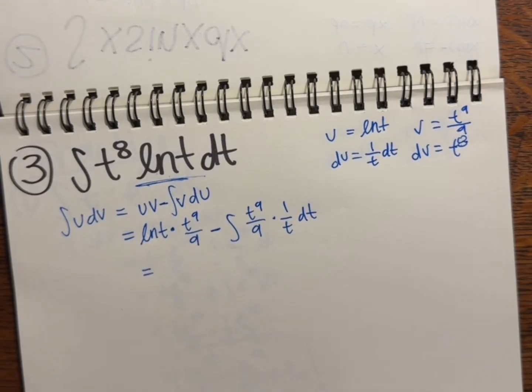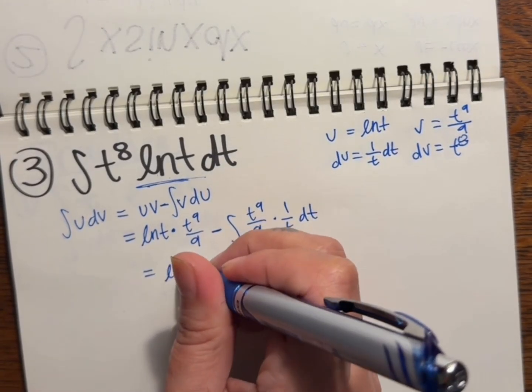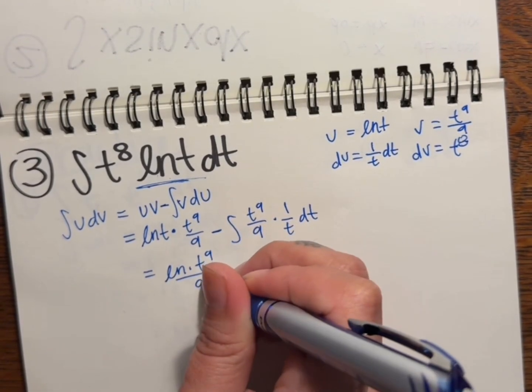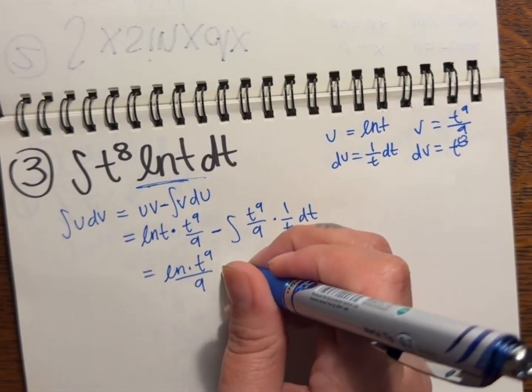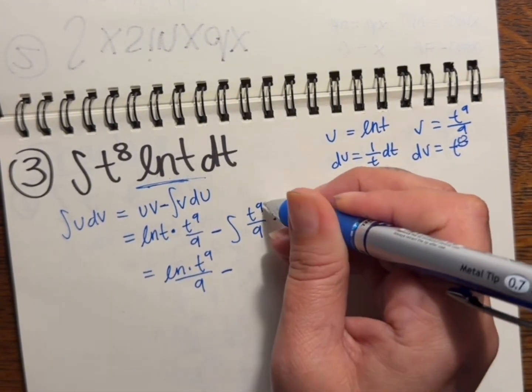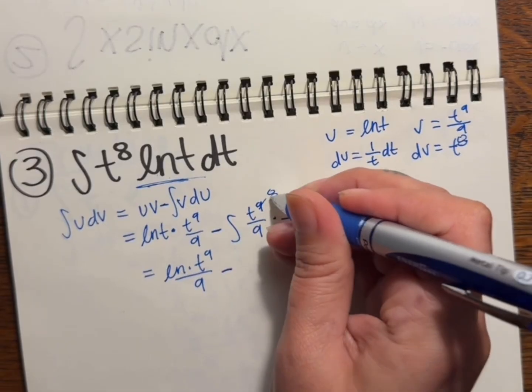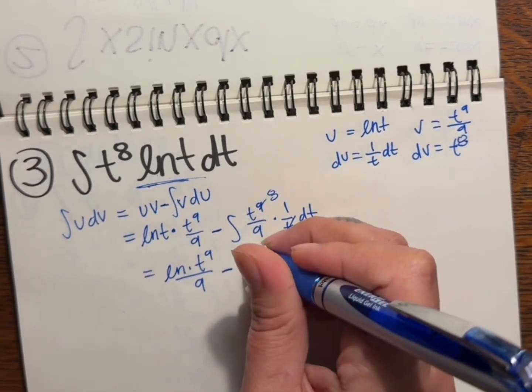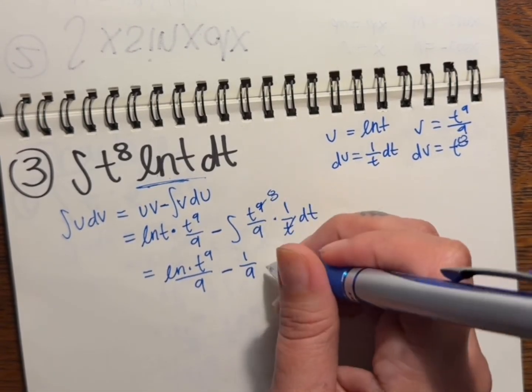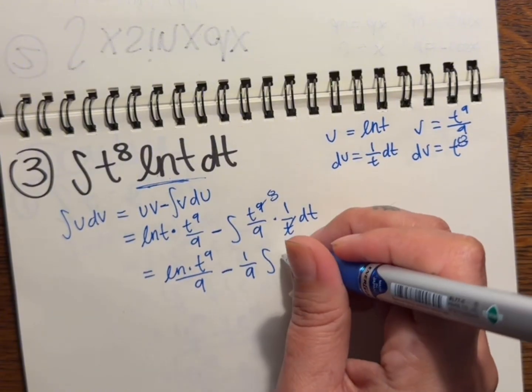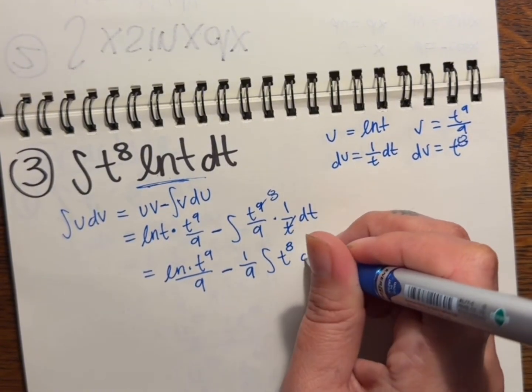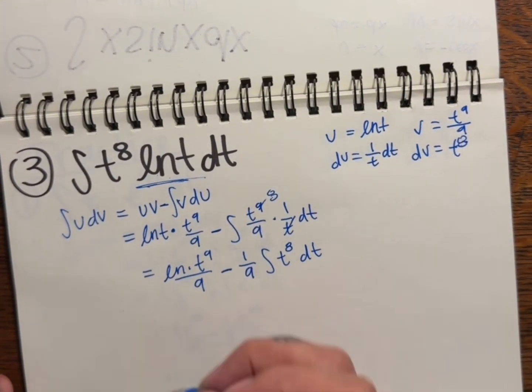Okay, so let's go. Let's finish this up. So this is ln t times t to the 9 over 9 minus, I could simplify this, right? This is going to be t to the 8. And I'm going to bring that 1 over 9 to the front. And then this becomes just t to the 8 dt. And now let's get the integral of that.